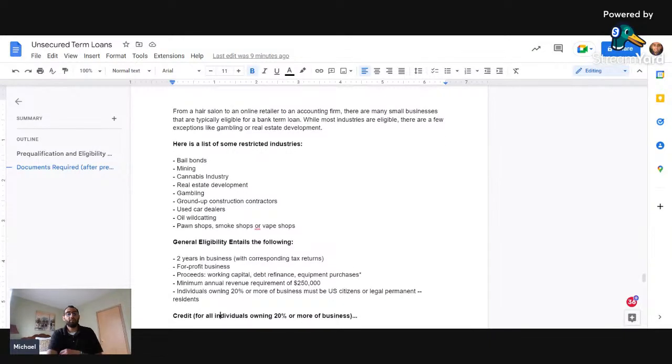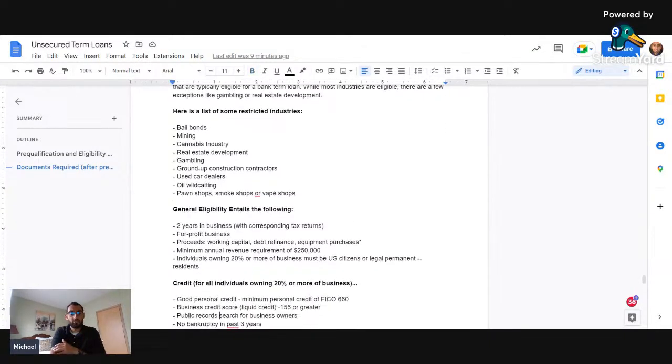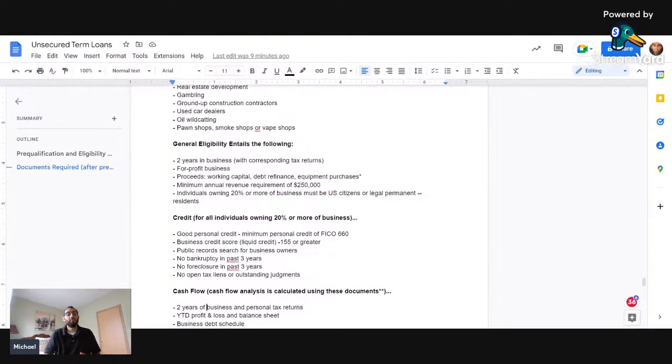General eligibility: 2 years in business with corresponding tax returns. For-profit business, not nonprofit. Proceeds: working capital, debt refinance, and equipment purchases. Minimum annual revenue requirement, you saw, $250K. Individuals owning 20% or more of the business must be U.S. citizens or legal permanent residents. Credit: for all individuals owning 20% or more of the business, good personal credit: minimum personal credit of FICO 660. Business credit score, liquid credit, 155 or greater. Public records: search for business owners. No bankruptcy in the past 3 years, foreclosures, or open tax liens or outstanding judgments.